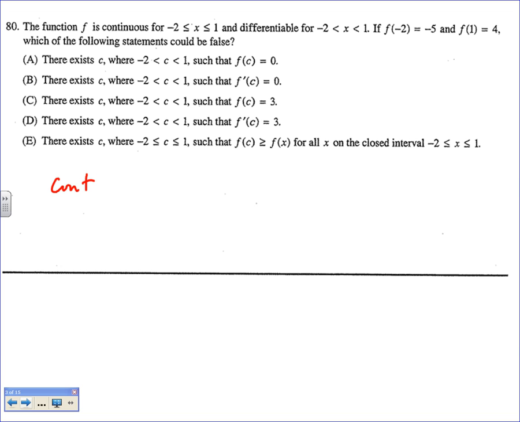It says f of negative 2 is negative 5. We have a point at negative 2, negative 5. It says here that f of 1 is 4. So we have a point at 1, 4. And it says which of the following could be false. Now remember, between those two endpoints, it's continuous and differentiable.